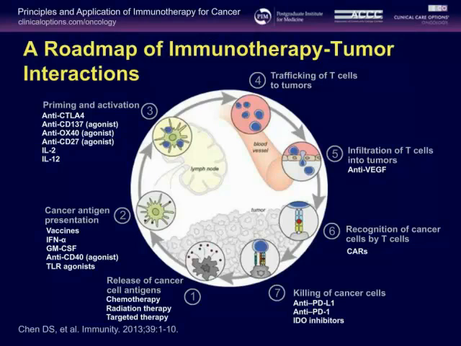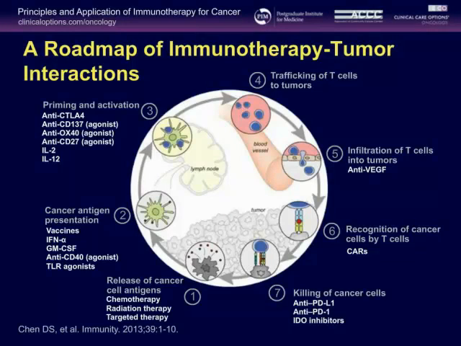With number 3, the priming and activation. So that's where the CTLA4 comes in, which we've talked about. Also agonists for the CD137, OX40, CD27. Remember at the very beginning of the talk, we talked about some of those pro-immune proteins. So that's where these are coming into play. Number 4, trafficking of T cells to tumors. We haven't quite figured out how to do that better, but that happens pretty well.